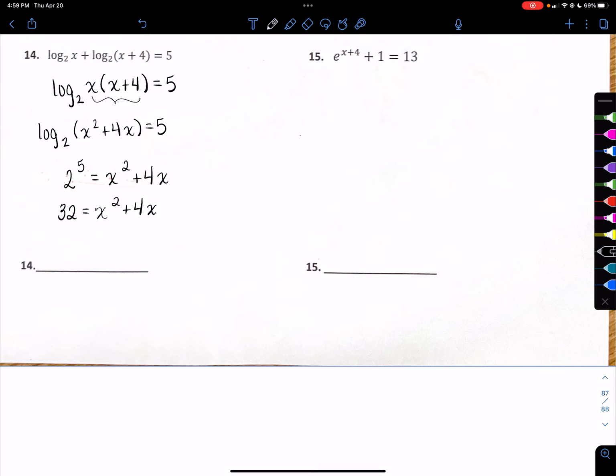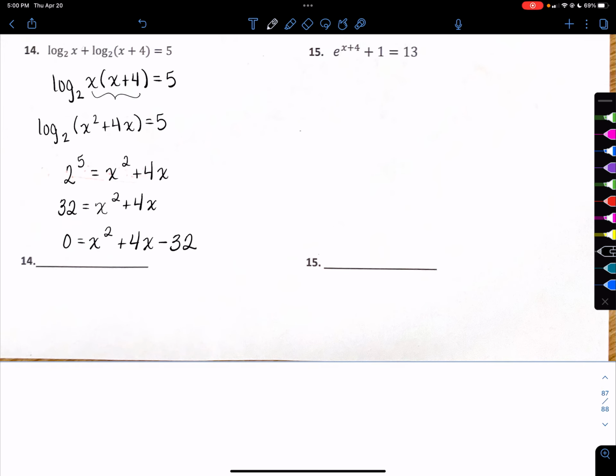Okay, this is quadratic, so I need it to be set equal to 0. So I'm going to subtract 32 from both sides. So 0 will equal x squared plus 4x minus 32. We have to factor that trinomial. So we've talked about using the diamond method or using the table to help us factor that. So x squared is equal to x times x. 2 numbers that multiply to negative 32 but add to 4.